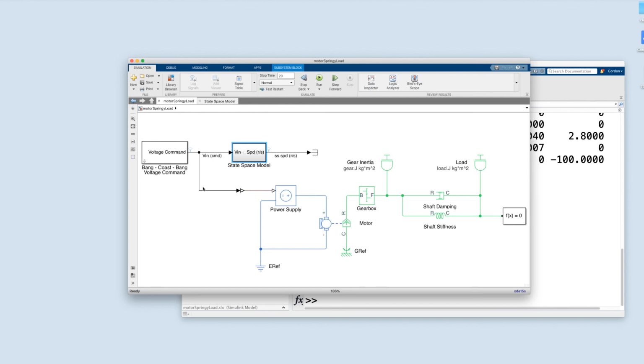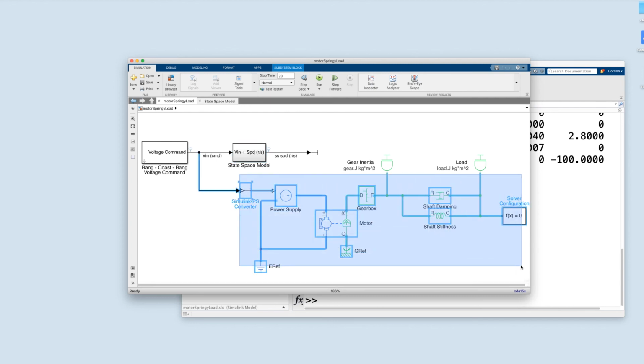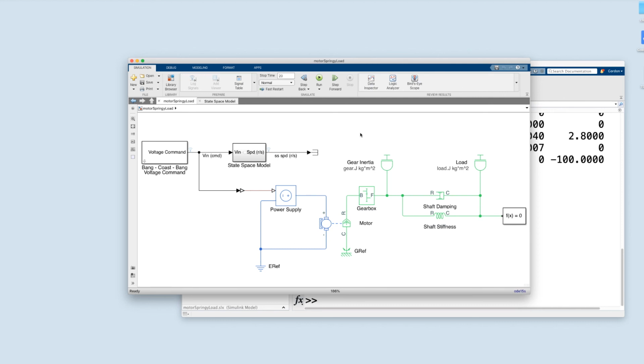You can see I'm logging a bunch of things. But that voltage goes into the state space model, but then it also goes into all this. And this is our Simscape model that is just a different way of modeling. So I'm taking that voltage command and then using a power supply block to create a physical voltage that is the input to a motor.